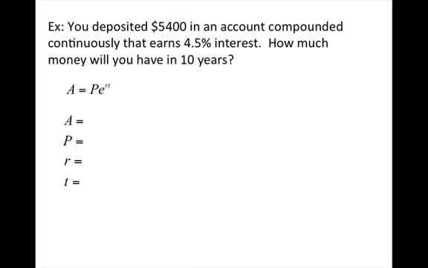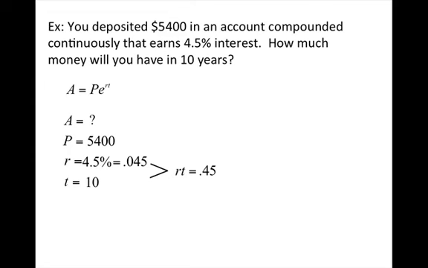My A is my final amount, and that's what I'm looking for. My P is the principal, so that's the $5,400. R is my interest rate, that's 4.5%. If I divide that by 100, I get 0.045. T is the time in years, and I'm investing this for 10 years, so T is 10. Before I plug this into my formula, since my exponent is RT, I want to go ahead and multiply RT. If I multiply 0.045 times 10, I get 0.45.